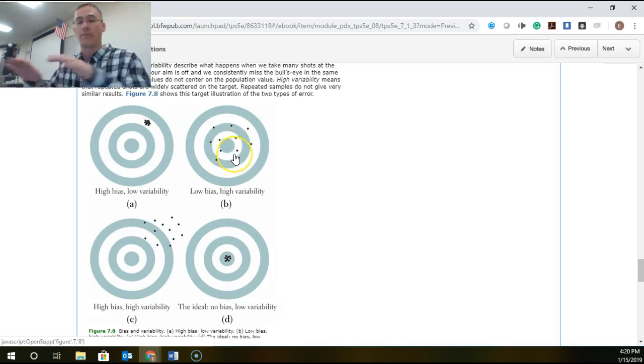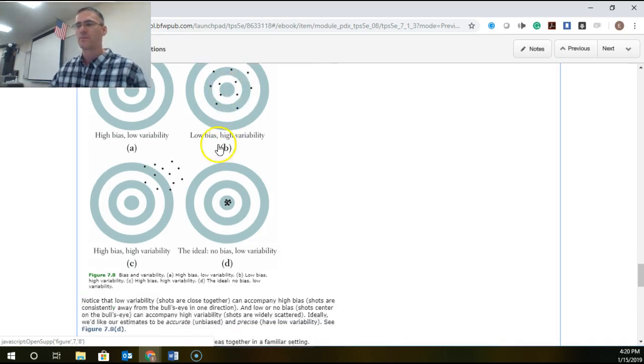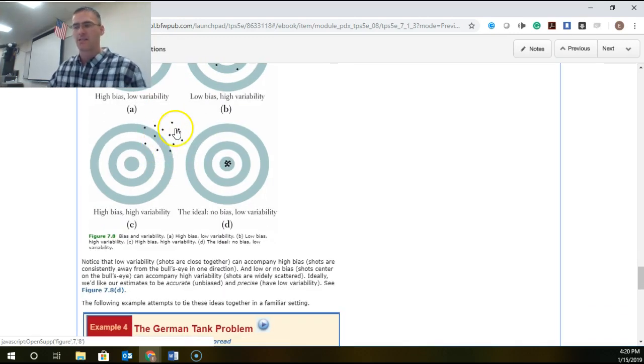That graph, if we were to graph it, is going to be centered around the bullseye. However, it has fairly high variability because the dots are pretty spread out. I didn't do a very good job of hitting right in the middle. This one has high bias because it's not centered very well, and it has high variability. The dots are spread out. So our goal is to have low bias and low variability: centered at the right value, along with low spread. We want that distribution to be fairly narrow around the true population parameter.